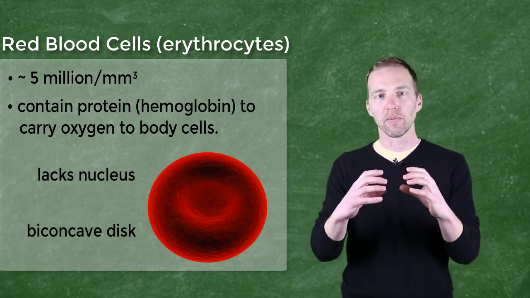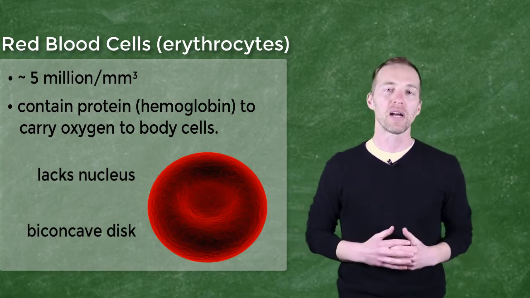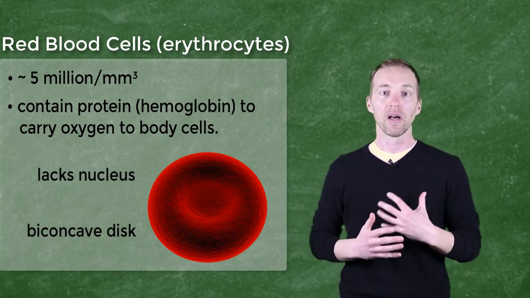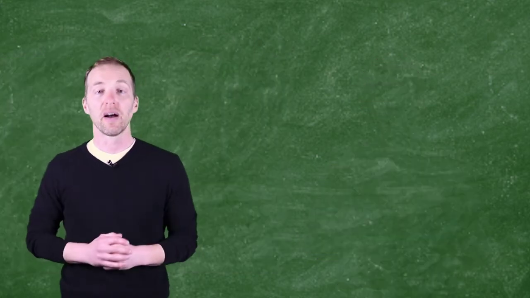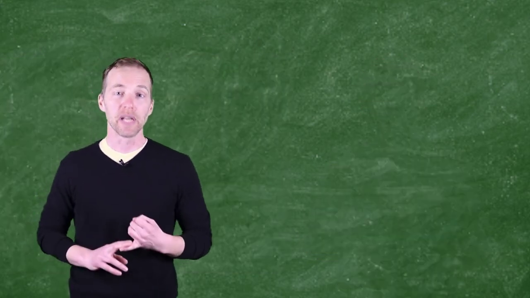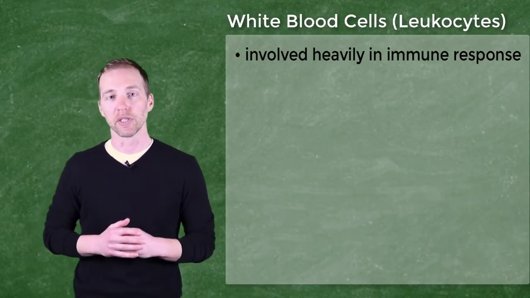So the structure of the red blood cell relates directly to its function of being able to maximize the amount of oxygen that it can carry from the lung system to the tissues and the cells that ultimately need it. So while it's fairly obvious that the red blood cells are involved in the transportation function of the blood, it's the white blood cells that are involved primarily in the protection function of the blood.